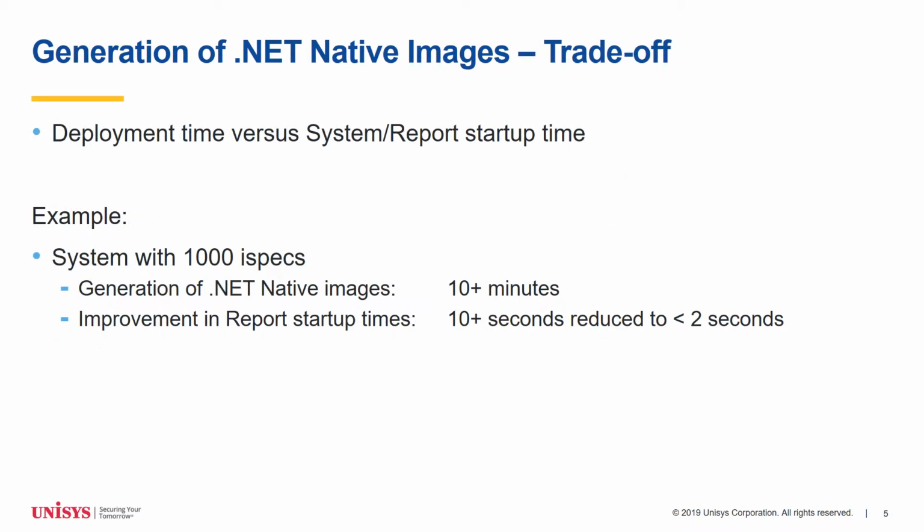Now, there is a trade-off that you need to consider with .NET native images. The trade-off is between the additional time taken during the system deployment to generate the native images versus the improved online system and report startup time. As an example, consider a system that contains about 1,000 iSpecs. The generation of native images might take about 10 minutes. This time would be added to the total time to deploy that system. The upside is that the startup times for reports might be reduced from about 10 seconds to less than 2 seconds.